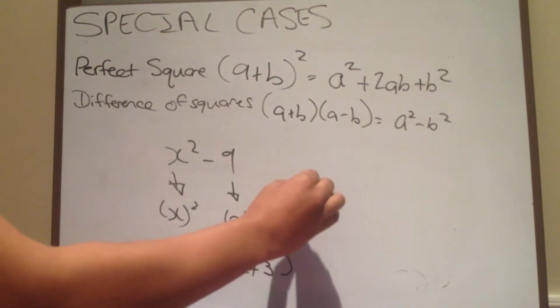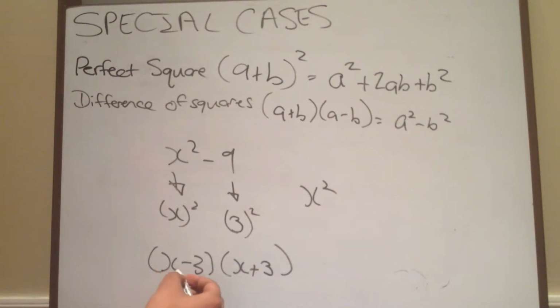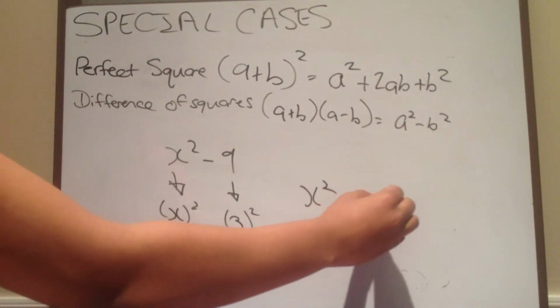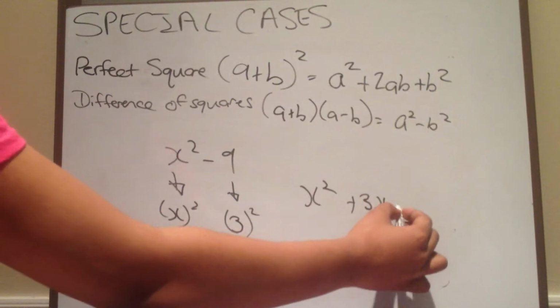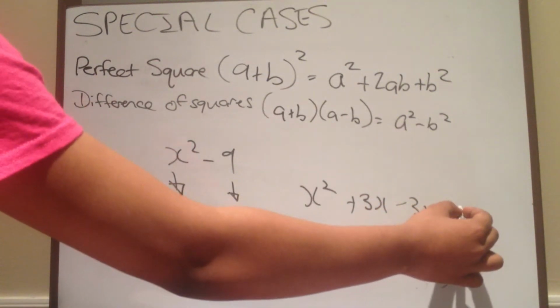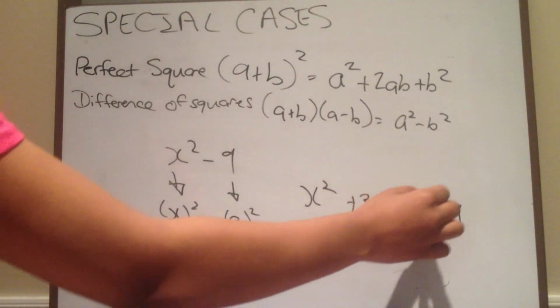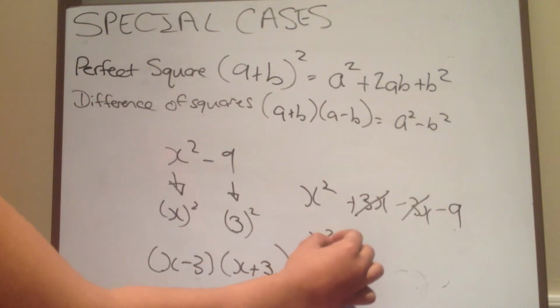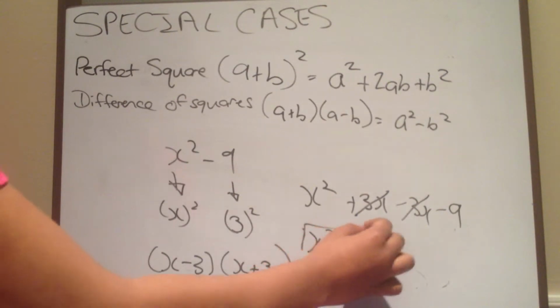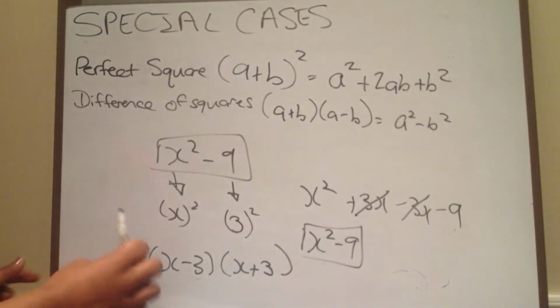x times x equals x squared. x times 3 equals 3x. Negative 3 times x is negative 3x. Negative 3 times 3 equals negative 9. If you collect like terms, these two cancel out. So it's x squared minus 9, and this is equal to that. So there you have it.